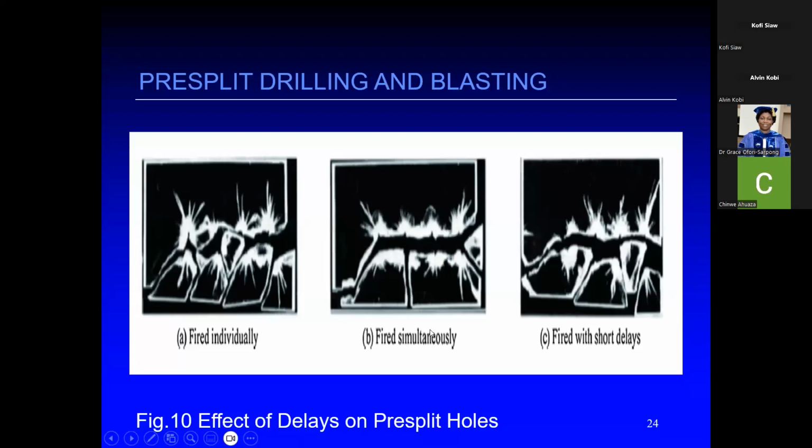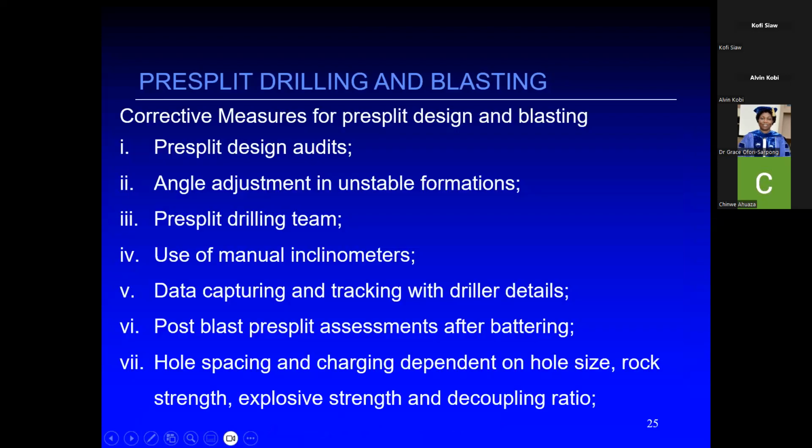We fired individually; if it is fired simultaneously, or fired with short delays, you can see the fragmentation that is taking place. Now, based on the field visit that we have done, we came up with some corrective measures which can be used in the press plate design and blasting. So we suggested that press plate design auditing should be done.